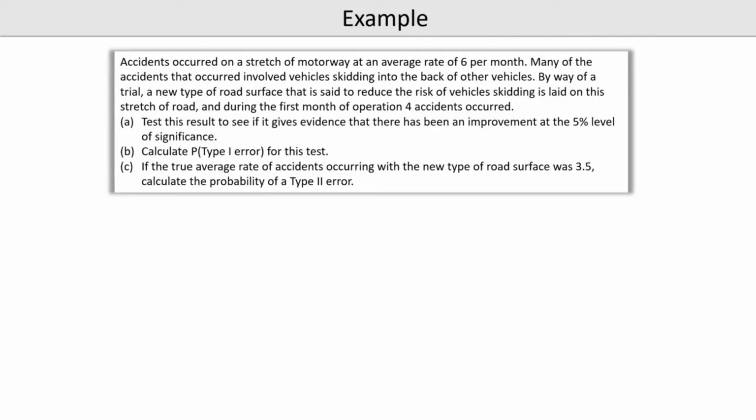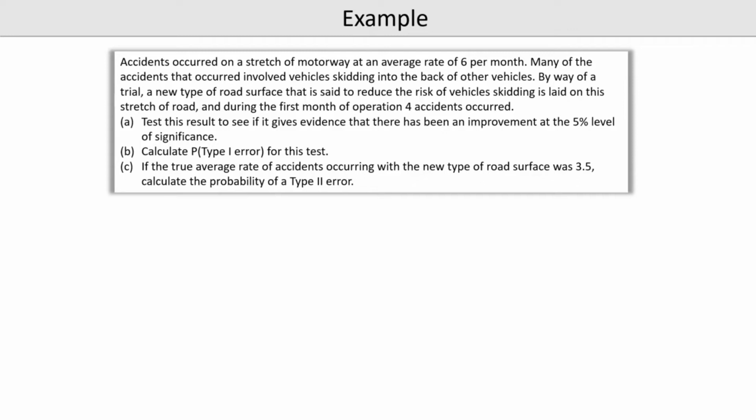Okay, let's go through an example. Reading through the scenario, part A should be a very familiar Year 12 question, something based on the distribution you're familiar with. We're told that accidents occur on a stretch of motorway at an average rate of 6 per month. Many of the accidents involved vehicles skidding into the back of other vehicles. By way of a trial, a new type of road surface that is said to reduce the risk of vehicles skidding is laid on this stretch of road.